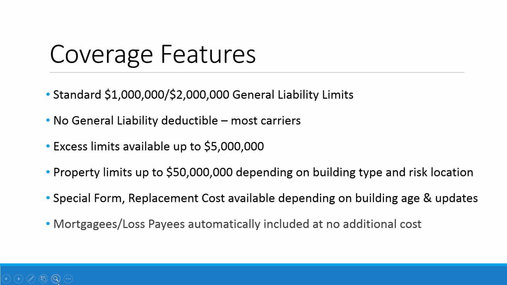Otherwise, we can offer an excess or an umbrella quote. The highest we can go with habitational, so whether that's an apartment, a condo association, or a 1 to 4 family dwelling, is $5 million. I'm sure a lot of people have been seeing that people are tightening up on the excess markets just as much as they are on the GL and property side of things. So limits are becoming less available.